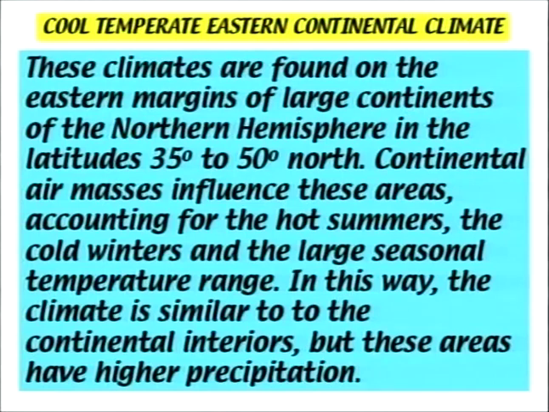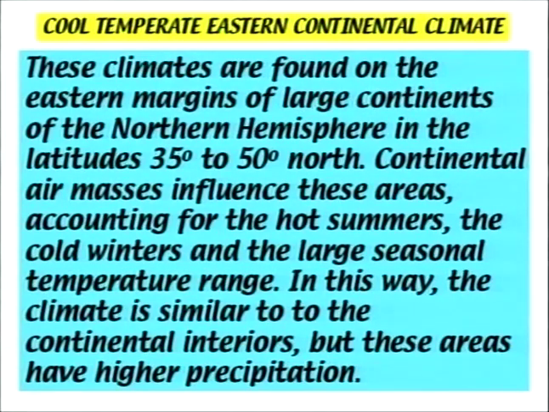Continental air masses influence these areas, accounting for the hot summers, the cold winters, and the large seasonal temperature range in those areas. In this way, the climate is similar to the continental interiors, but these areas have higher precipitation. When we looked at the cool temperate interior climates, one of the basic features that we looked at was the fact that it has low precipitation.